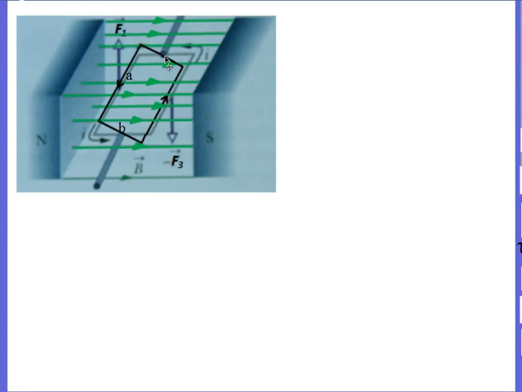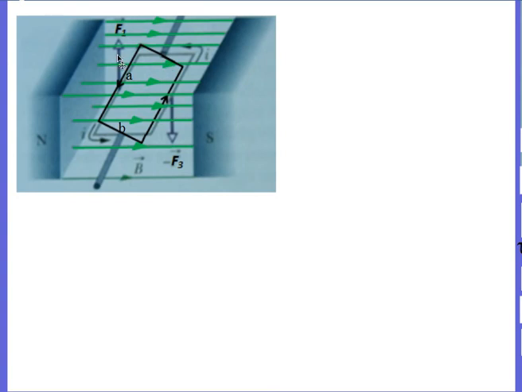And back here, there will also be a force, and it would go in the opposite direction because the current would be flowing the opposite direction here and here. So those two would cancel one another out. But these two do not cancel one another out because they are not collinear like these two forces were.